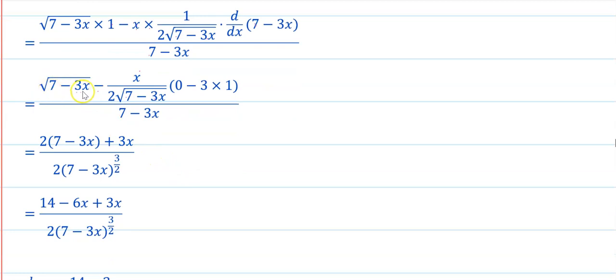Okay. Root of 7 minus 3x minus, again the multiplication and simplification. See how this simplification will come here. Root of 7 minus 3x minus, okay, this minus and minus will become plus. Here is a minus sign and minus 3. And then it will become 3x upon 2 root of 7 minus 3x.